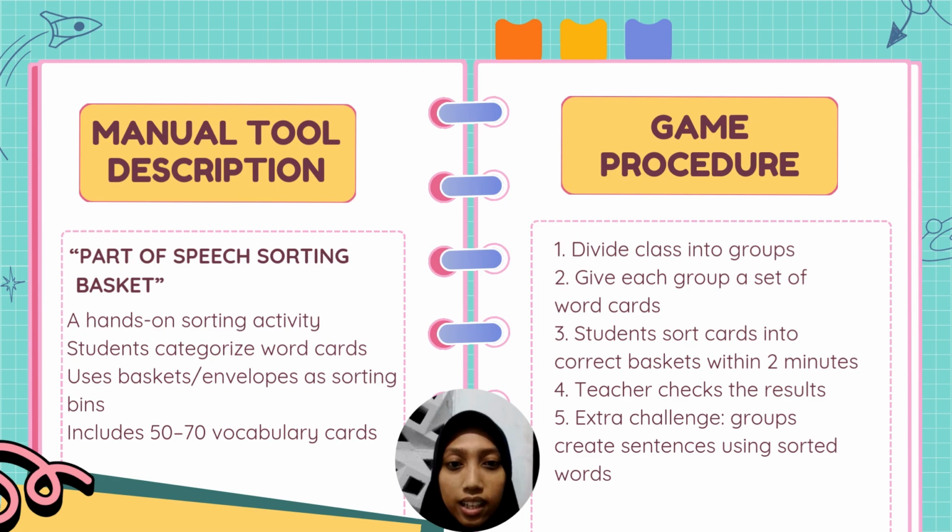And the next is the game procedure. 1. Divide the class into groups. 2. Give each group a set of word cards. 3. Students sort cards into the correct basket within 2 minutes. 4. The teacher checks the result. 5. Extra challenge: the group creates sentences using the sorted words.